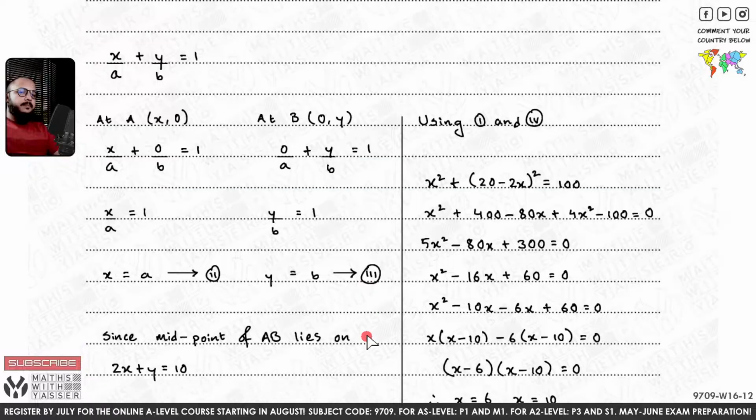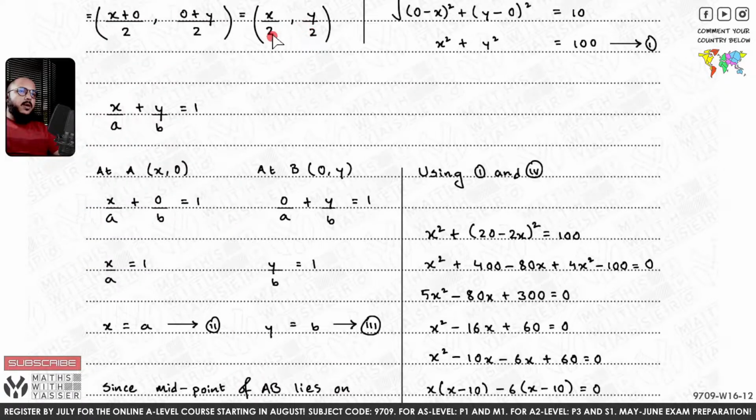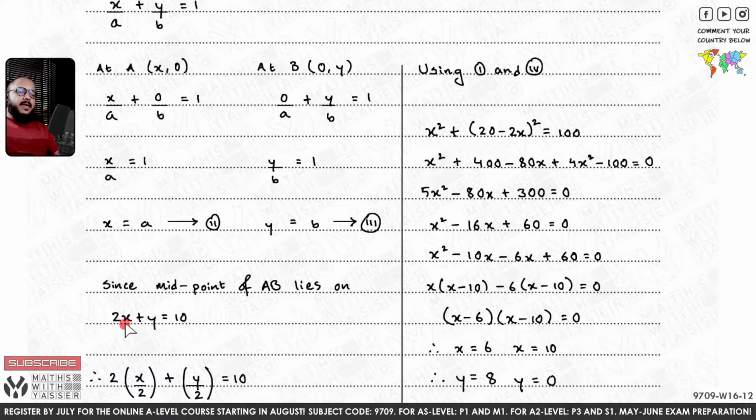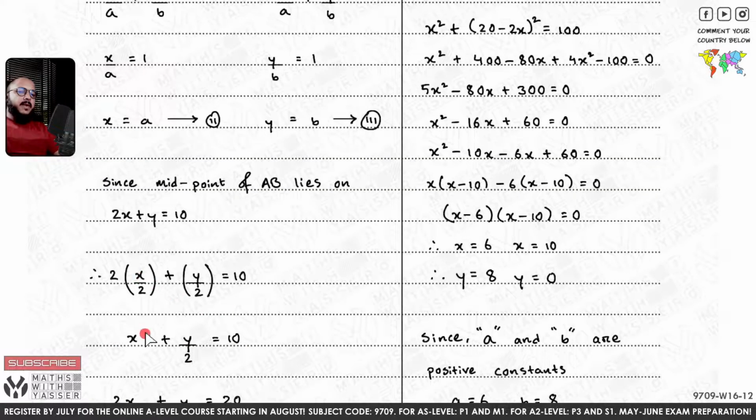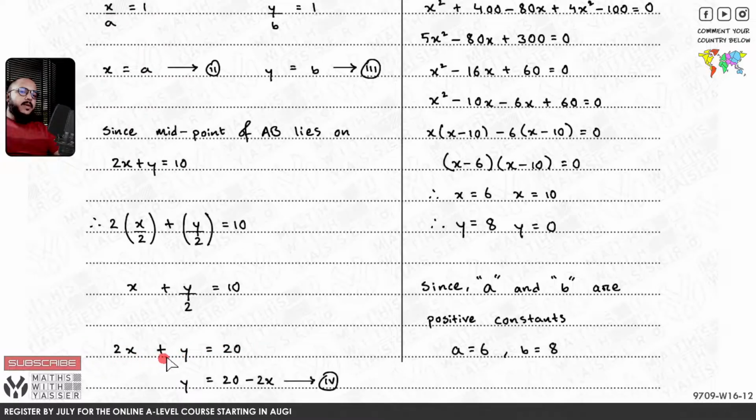Since the midpoint of AB lies on this line, that means the midpoint that we got earlier must satisfy this equation. So we can substitute the coordinate into this equation. So it will be 2 times x over 2 plus y over 2 equals 10. Simplifying this, we get x plus y over 2 equals 10. So 2x plus y equals 20. Therefore, y equals 20 minus 2x. And let's call this equation 4.